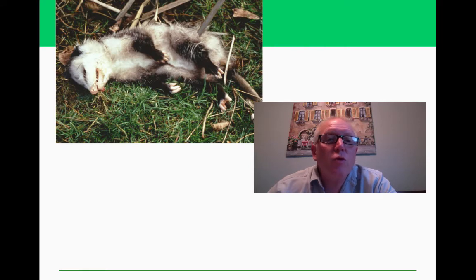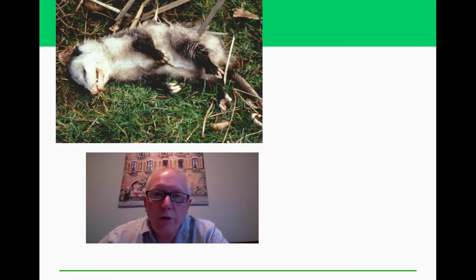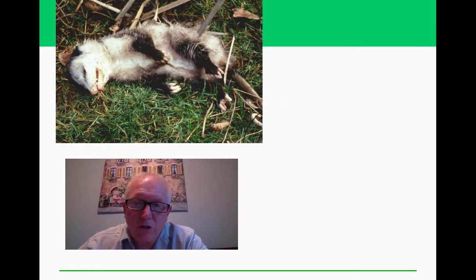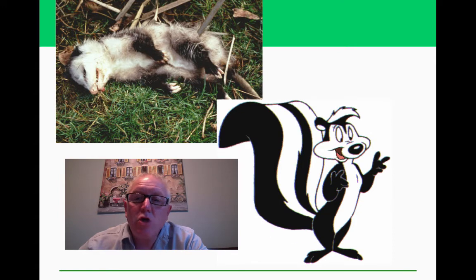Deceptive behavior is one. There's a possum pretending to be dead. And then the predator might move on, doesn't want a dead meal. And then the possum turns out it's still alive. Chemical warfare is another way to avoid becoming somebody's dinner. And Pepe Le Pew and other skunks will use chemical warfare to avoid capture. Okay, so there's another idea for you.